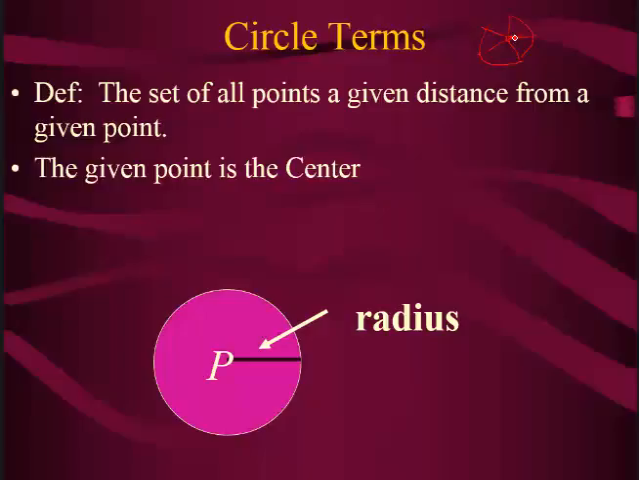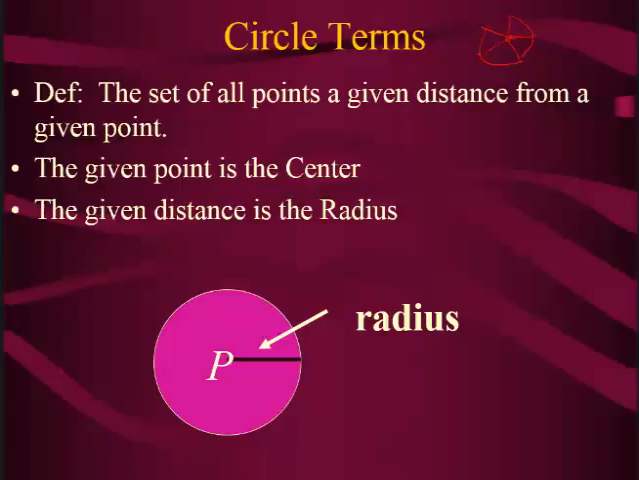That first point that we started with is the center. Just as you see up here in our diagram, that's where we started measuring from. So that is the center of our circle. And the distance that we measured from that center is the radius.